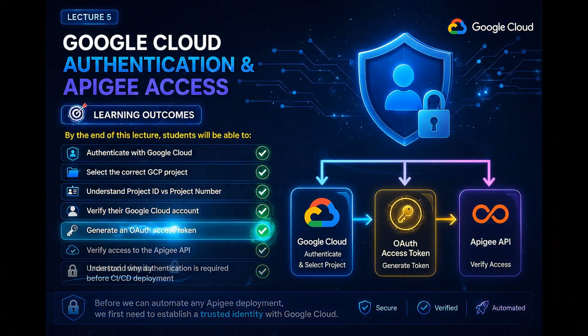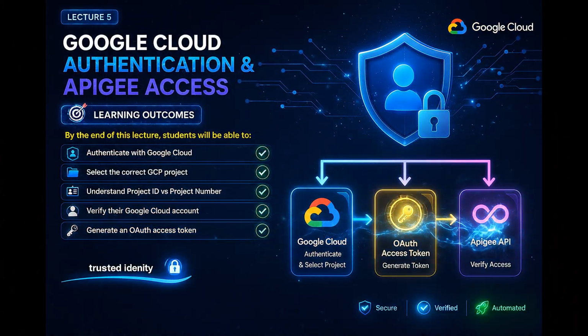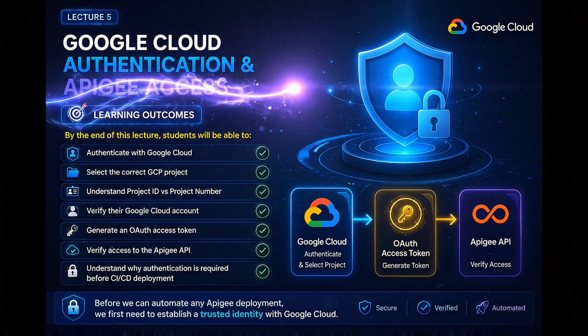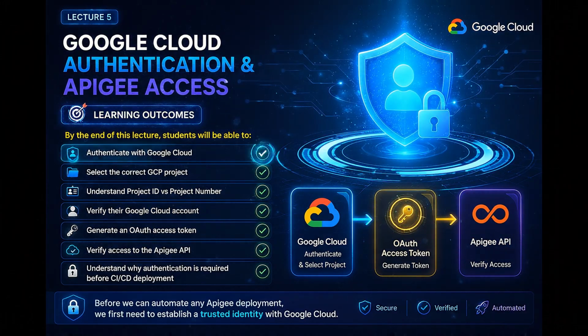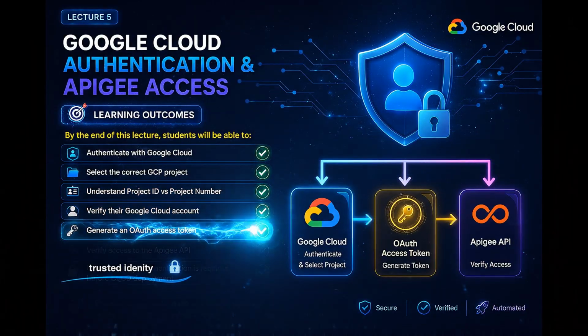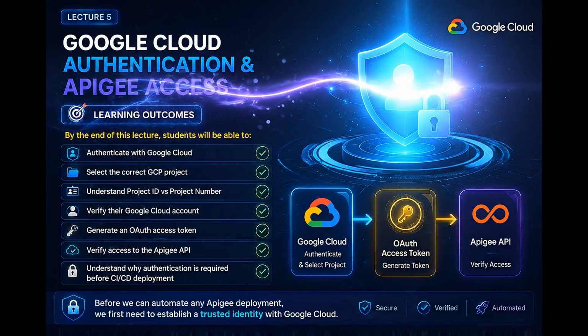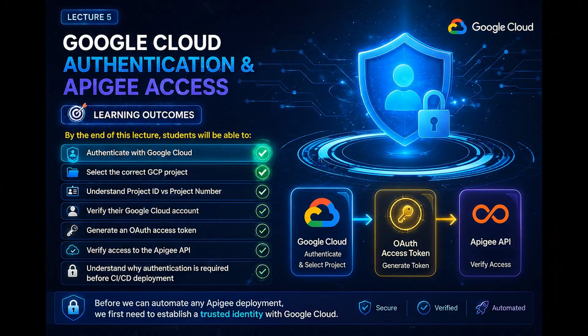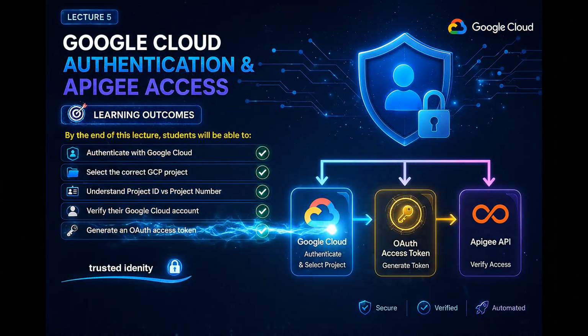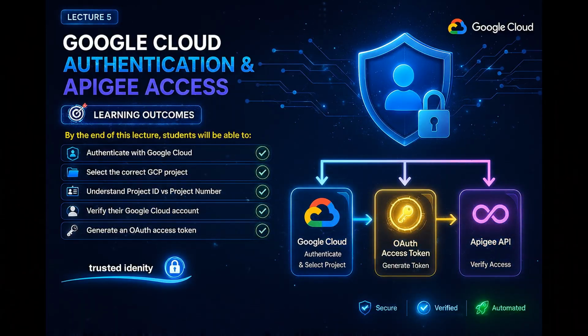Let's recap what we have completed. We have authenticated our Google account. We have configured our Google Cloud project. Then we have understood the difference between project ID and project number. We have generated an access token. And most importantly, we have verified communication with the Apigee API. Our environment is now authenticated and ready for the next stage.